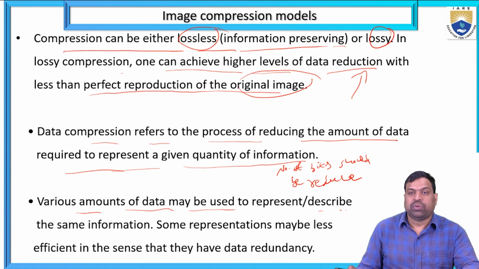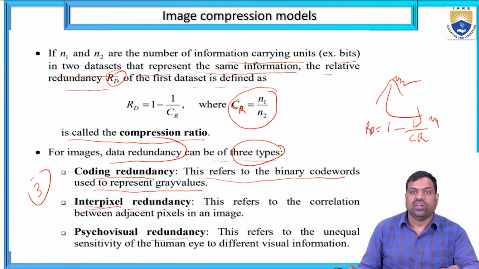Data compression refers to the process of reducing the amount of data required to represent a given quantity of information. Various amounts of data may be used to represent the same information. Some representations may be less efficient in the sense that they have data redundancy. So the data redundancy R equals 1 minus 1 by CR, where CR equals n1 by n2. CR is nothing but the compression ratio. There are three types of data redundancies: coding redundancy, interpixel redundancy, and psychovisual redundancy.